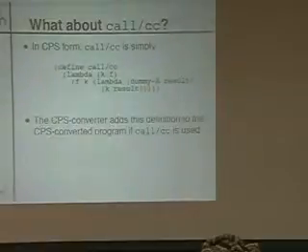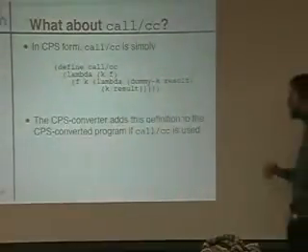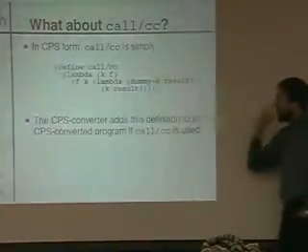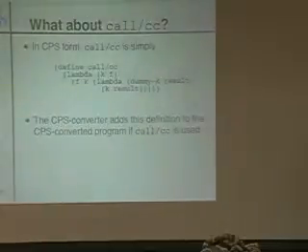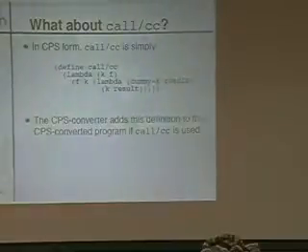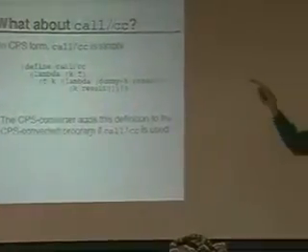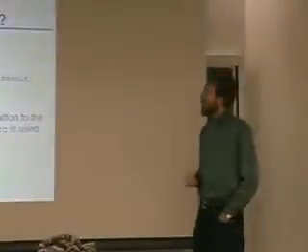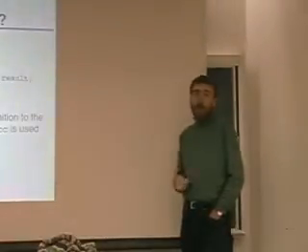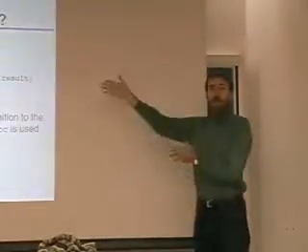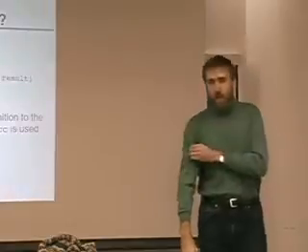So it's easy to implement once you've done CPS conversion. And in the compiler I wrote, the compiler actually looks at the code to see if call CC is mentioned. If it's mentioned somewhere in the code, then it adds this definition to the program. And if you don't even use call CC, it doesn't even bother to add this to the code.